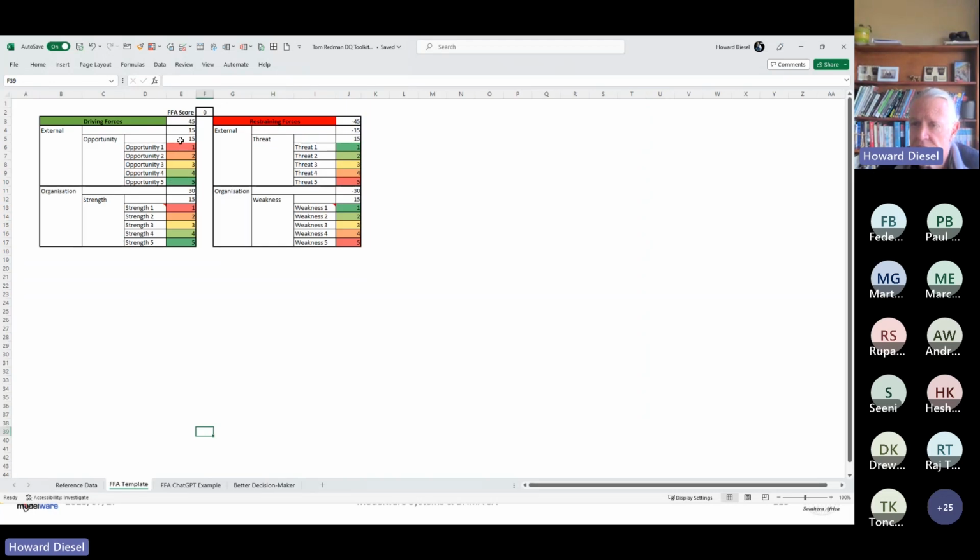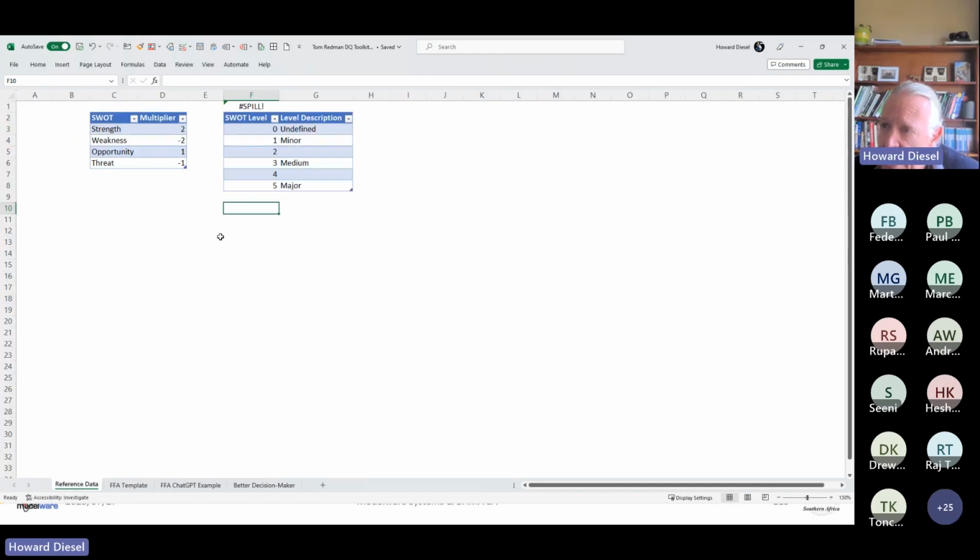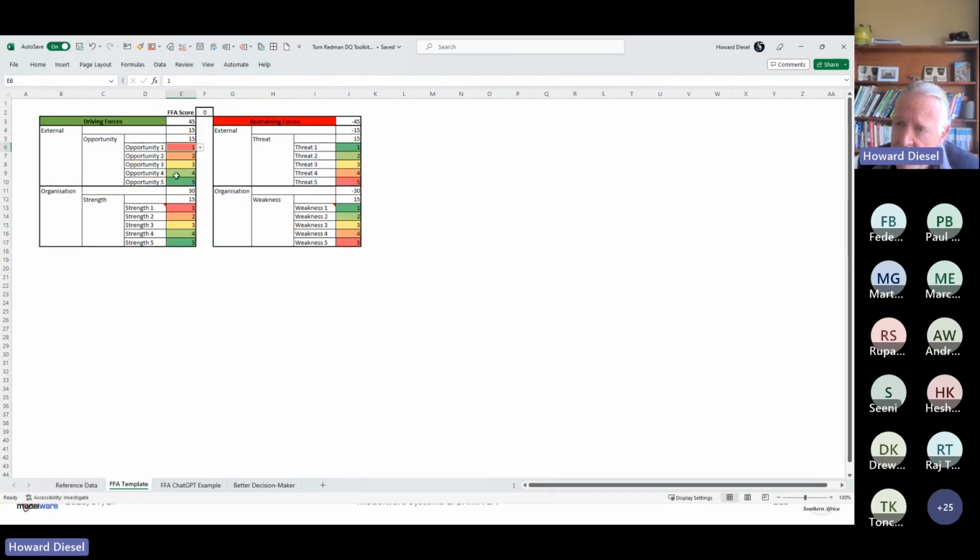And then you can see this is the scoring mechanism. It's 1 to 5. This is what you rate it on. 0 is undefined, 1 is a minor impact, and 5 is major. And so I can rate things 1 to 5. I then summarize all the opportunities, and then I multiply it by that multiplication factor, giving me a score of 45 and minus 45 in this situation, and then I get 0.